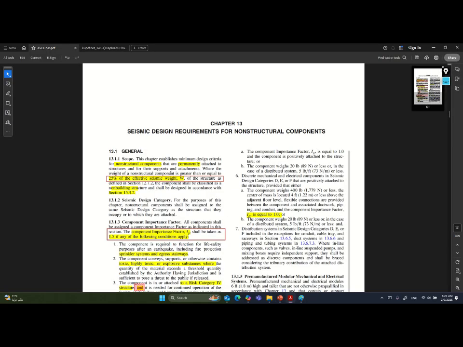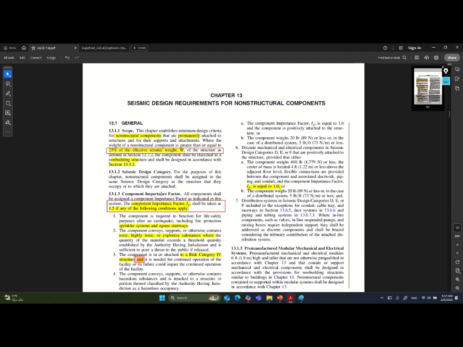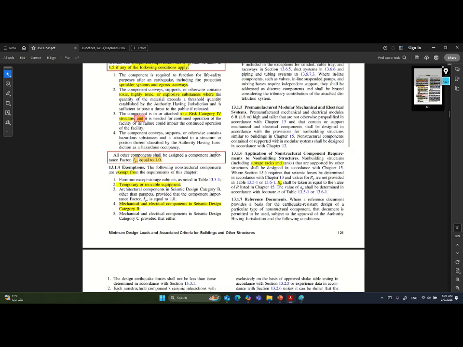Also, it is important to consider it if he brings you something like an equipment, and I want to calculate the seismic force. Then the first thing, the rule of thumb: if it is less than 25%, I will use this chapter. If it is more than 25%, then I will go to chapter 15. Okay, and we will talk about chapter 15.